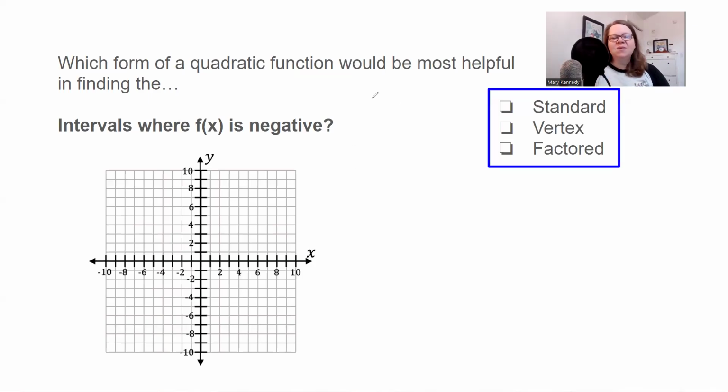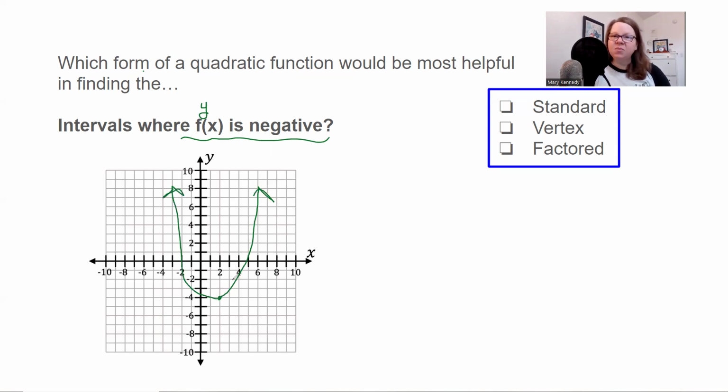Okay, so this time we're looking at the form of a quadratic where f of x is negative. That means where the y values, the function of x, so the y values are negative. So think about a quadratic function, basic parabola. Let's say that this is our vertex, and let's say that it's something like this.